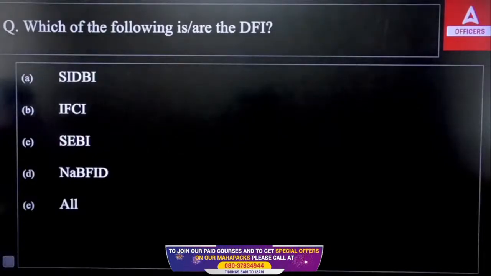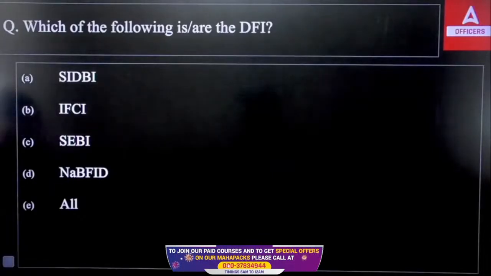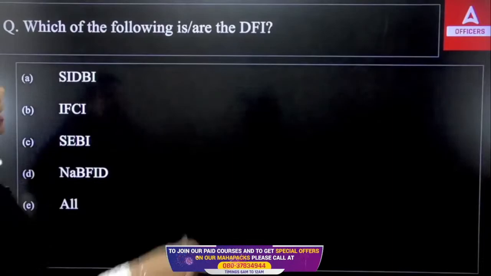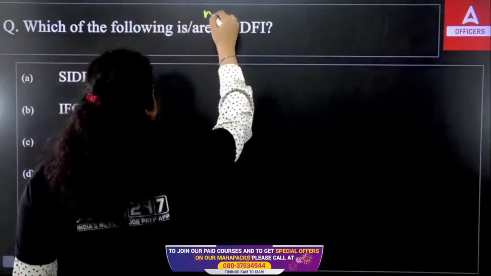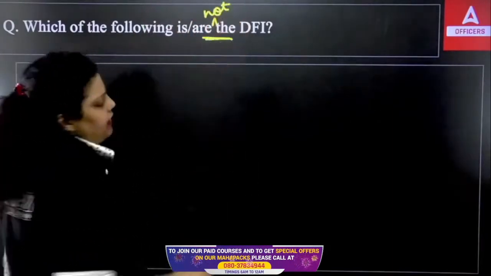Achha, there's a little bit of a mistake in the question. One second, let me update this. So the question, let's say, is which of the following is not the development financial institution? Not the development financial institution.